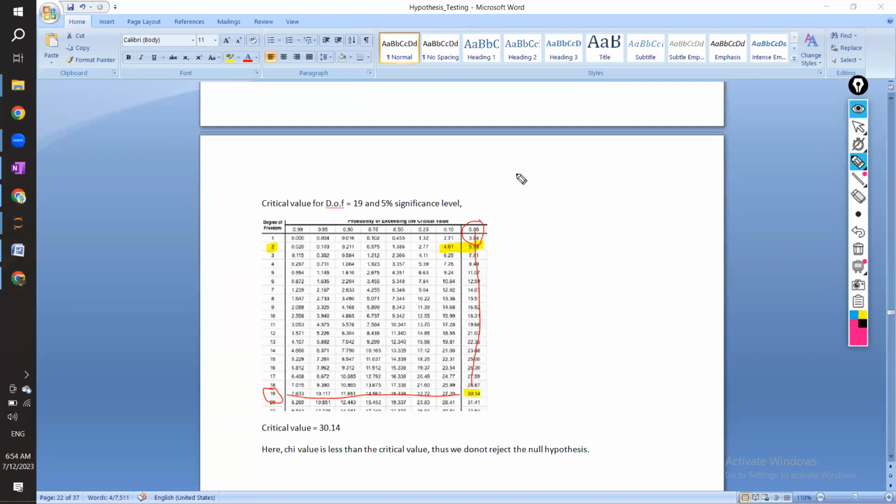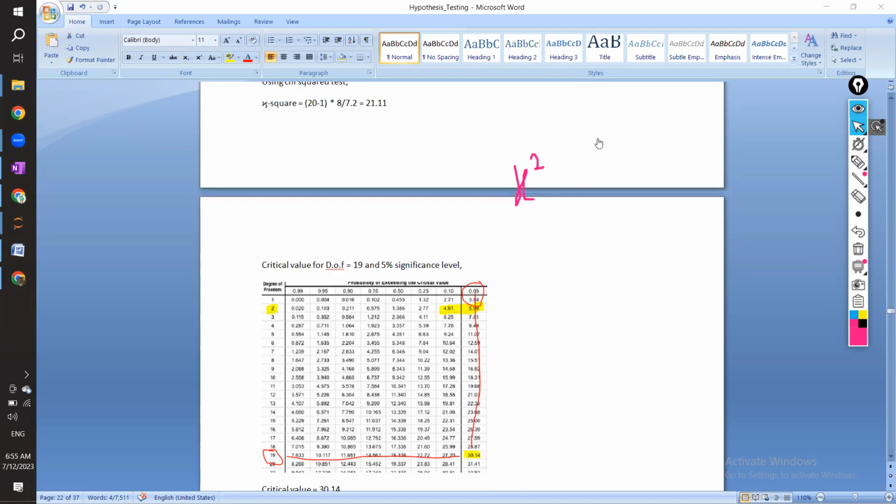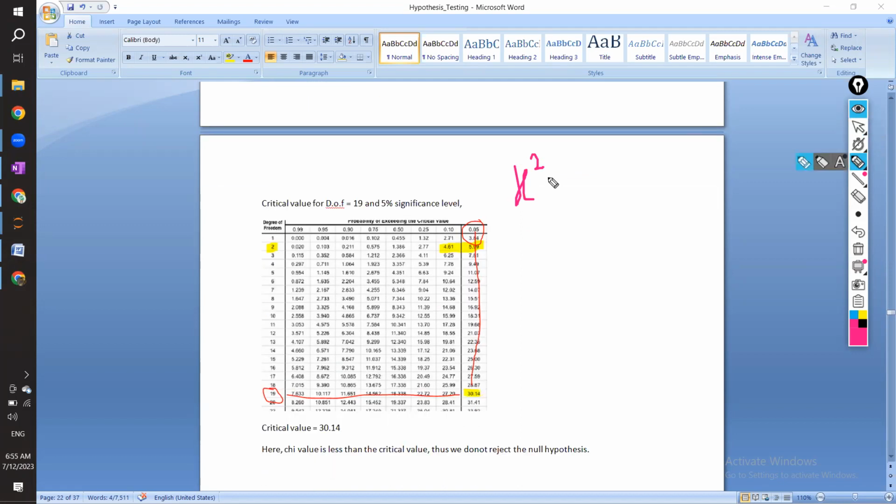So now you have the chi-square. How much is the chi-square? 21.11. And you have the critical value, 30.14. So the chi-square is obviously less than the critical value.